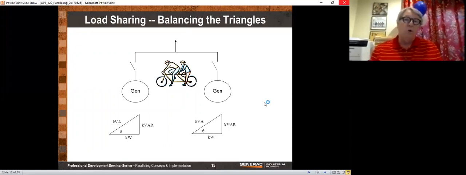Now, what if one of the generators is 600 kilowatts and another is 300 kilowatts? Can you parallel those? Well, of course you can. And in that example, we're still going to balance the loads, but it's going to be balanced by percentage.